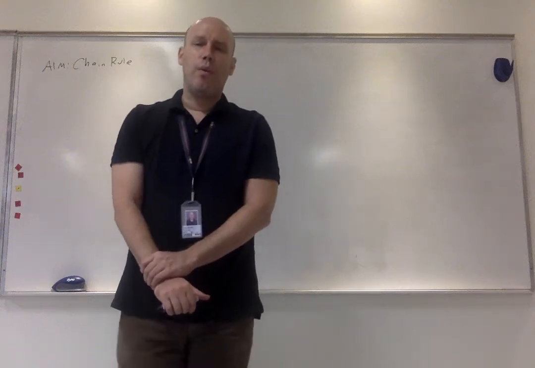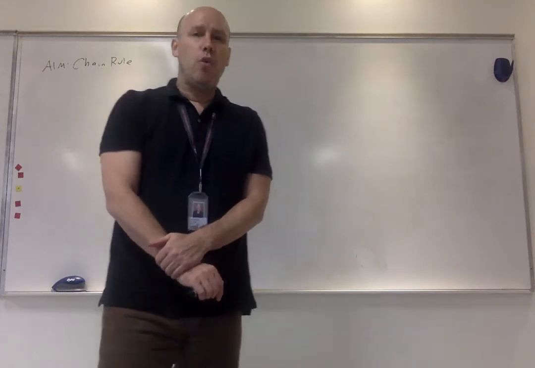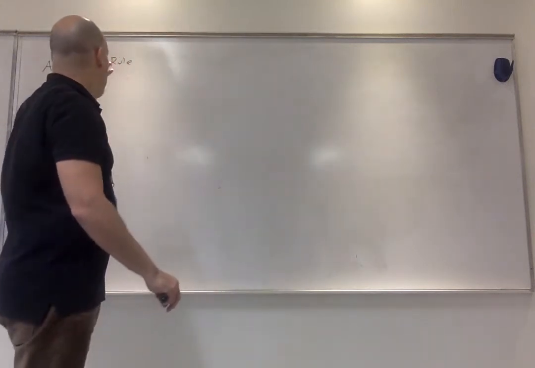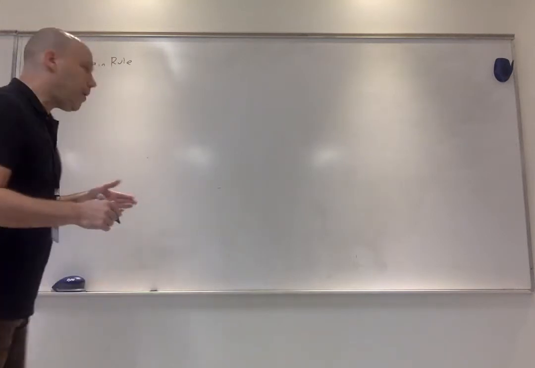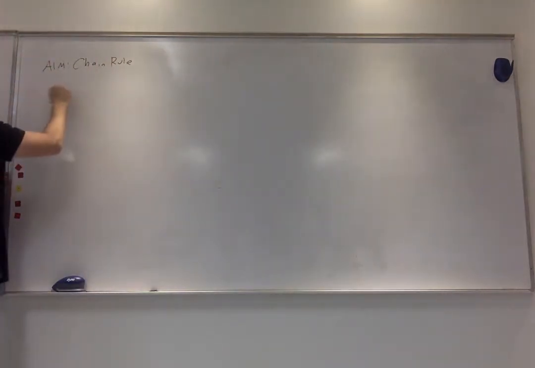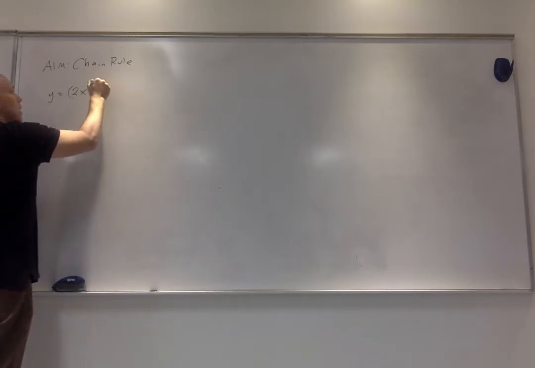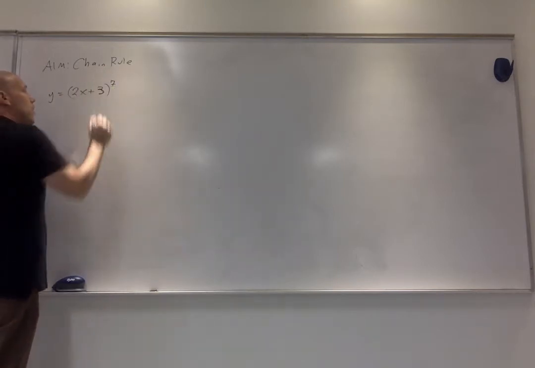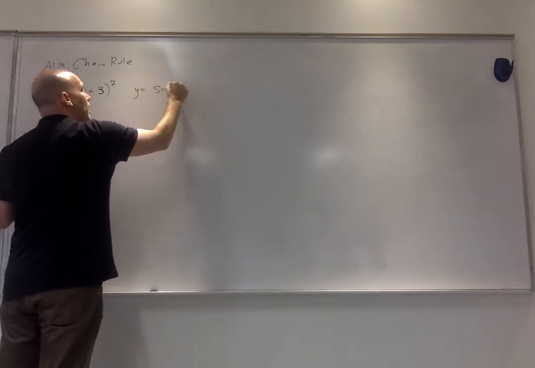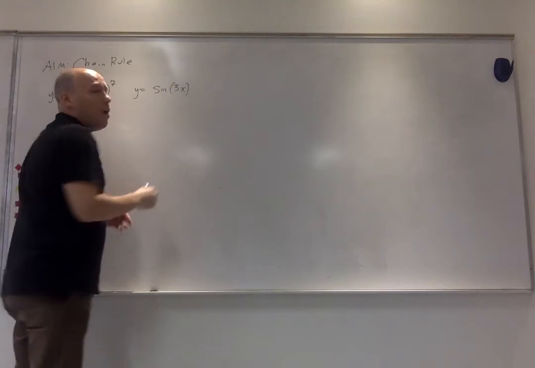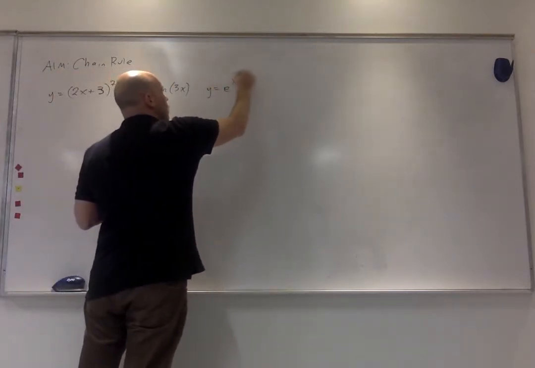Okay, guys, so we're going to move on to chapter 18, which is a continuation of differentiation. Today we want to talk about something called the chain rule, and that deals with composite functions. For example, we might have y equals (2x + 3) to the seventh power. We may have y equals sine of 3x, and we might have y equals e to the x squared plus 9.